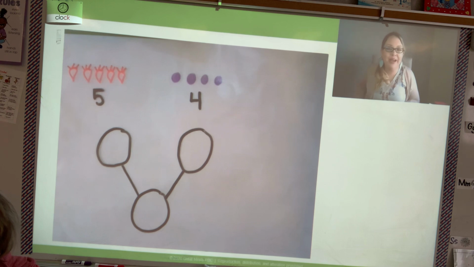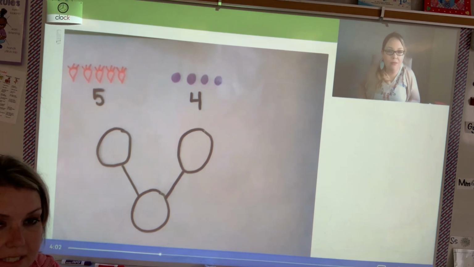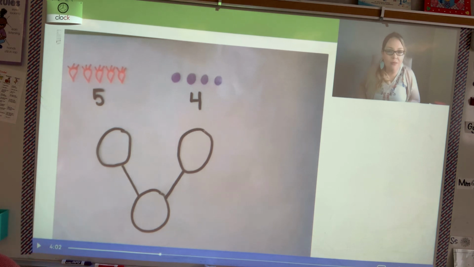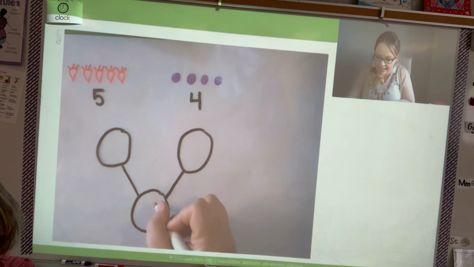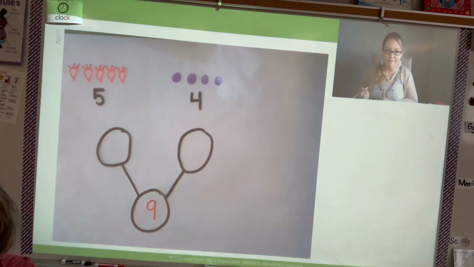Now, how many berries do we have in all? Think about it. How many in all? Show me with your fingers. I don't see any fingers. Thank you, Landon, for participating. I need to see more participants. Very good. Excellent. 9. So we will write 9 as our whole number.